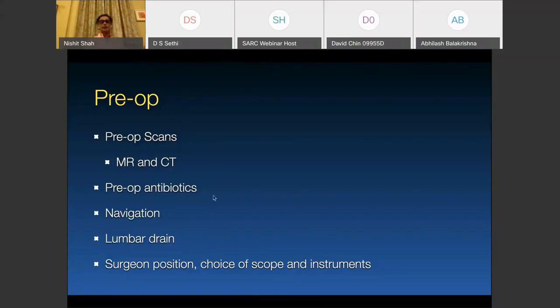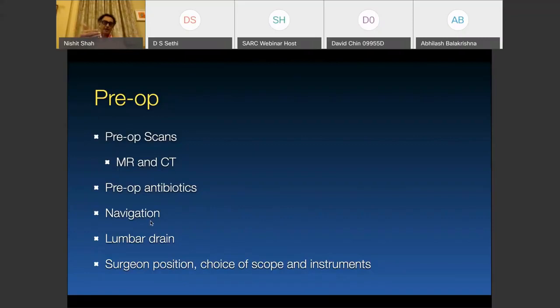Pre-op antibiotics, in most situations, we tend to give only 1 or 2 days prior to surgery, just to reduce the congestion that may be present in the nose. Navigation, unless it's a clear-cut meningocele or something relatively simple, we will always have a navigation system, especially with transsphenoid surgery, given the fact that your pneumatization is often not good.